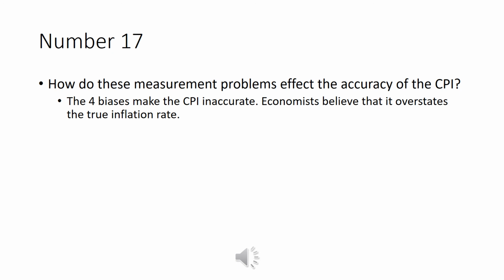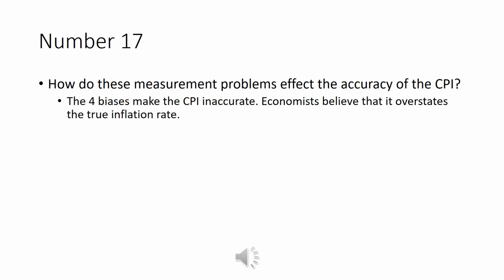Next is the new product bias. So the CPI updated its basket of goods every 10 years in the past. Now we're doing it every couple years because of how many new products are being offered. So until we update the basket of goods, new products that are being created aren't being counted in the CPI for a long time. And then finally, the outlet bias.